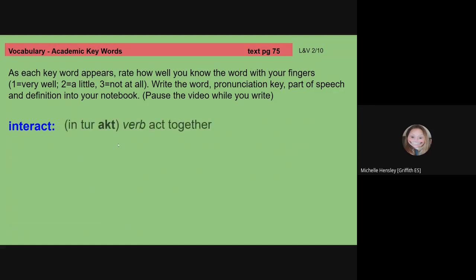Interact. 3 syllables for interact. You can see the emphasis is on this last syllable. And it's a verb meaning to act together. Okay, interact, a verb, an action word, meaning we're acting together.